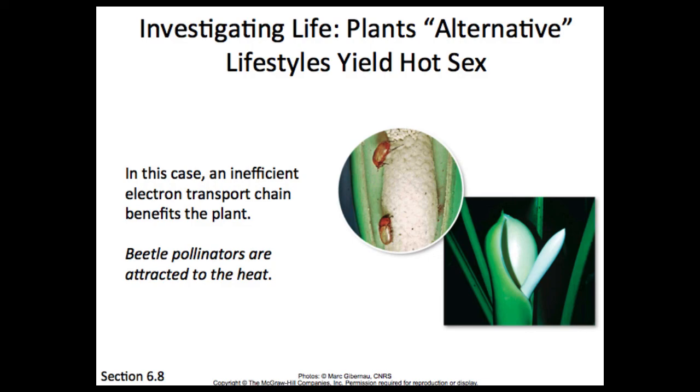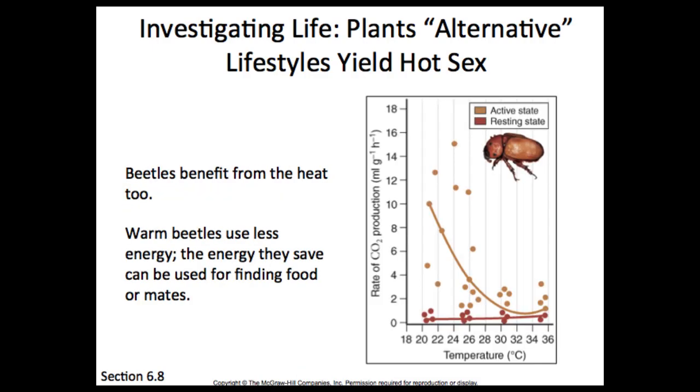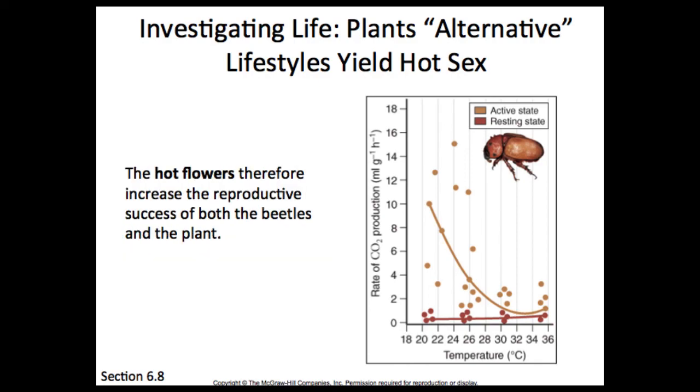And if plants don't get pollinated, then they're not able to make seeds in most cases. Beetles also benefit from this heat. Warm beetles use less energy, and the energy they save can be used for finding food or mates, meaning they can pollinate more flowers. The hot flowers, therefore, increase the reproductive success of both beetles and the plant.